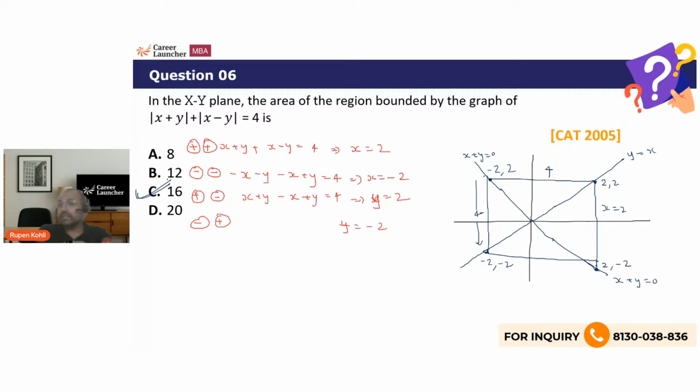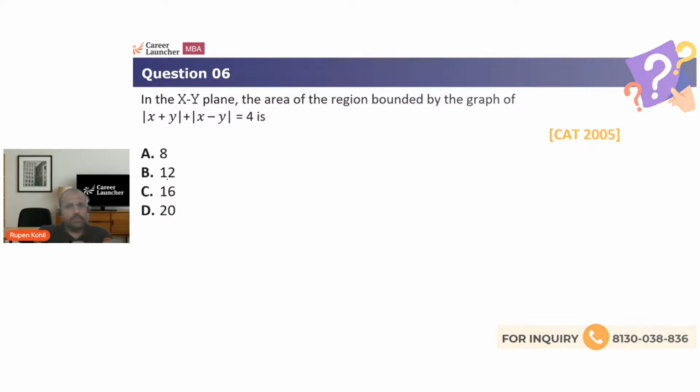So we learned another graph: mod x plus y plus mod x minus y equal to a constant, right? Is a square with origin as the center of that square. All right. So coordinate geometry is therefore all about sketching, as I said in the start, right? So let's take one last problem for today's session.